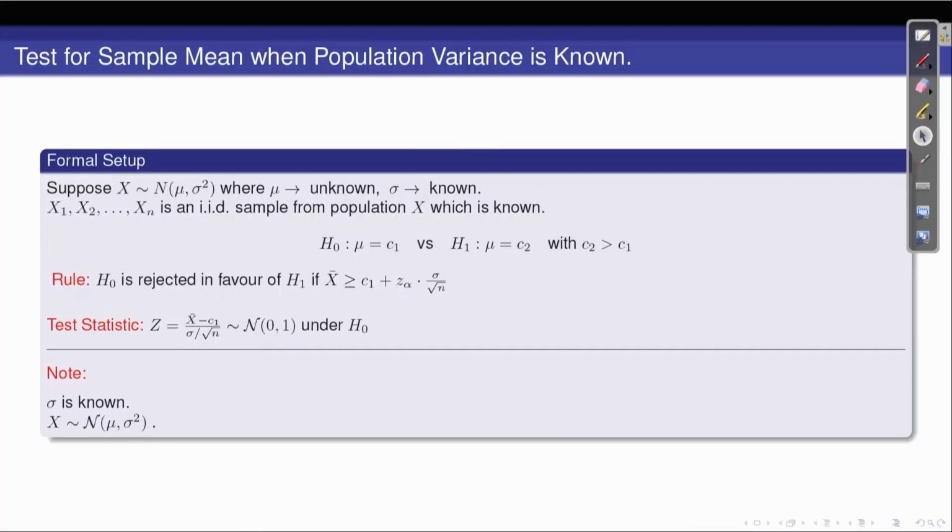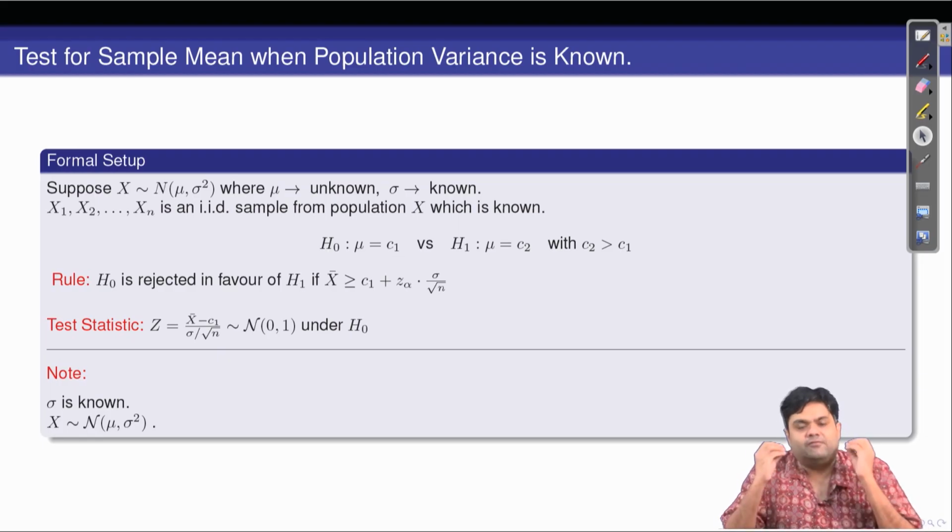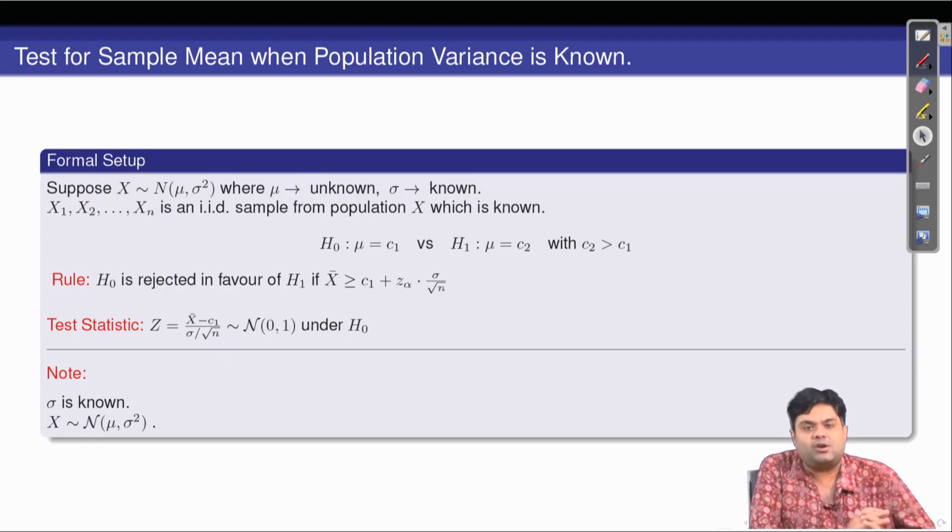So this kind of hypothesis testing need not be, of course, for the discrete setup only. Here is an example where we do hypothesis testing for a continuous population. The usual normal population, X is a normal population with mean mu and variance sigma square, where the mean is unknown and the variance is known. We do hypothesis testing for unknown variance also.